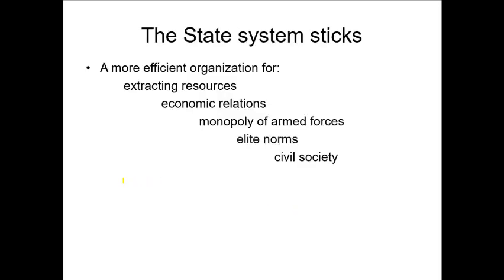But this state system stayed in place, and there are several reasons why. It became a more effective and more efficient organization for several things. It became more efficient for extracting resources in your territory, and then you can trade those resources to add to your wealth, or you can use those resources to build your own industries. As a result, you have a more efficient organization for economic relations. You are in charge of your territory, your monetary system, and your tax system, and so it's a lot more efficient to manage your economic relations.